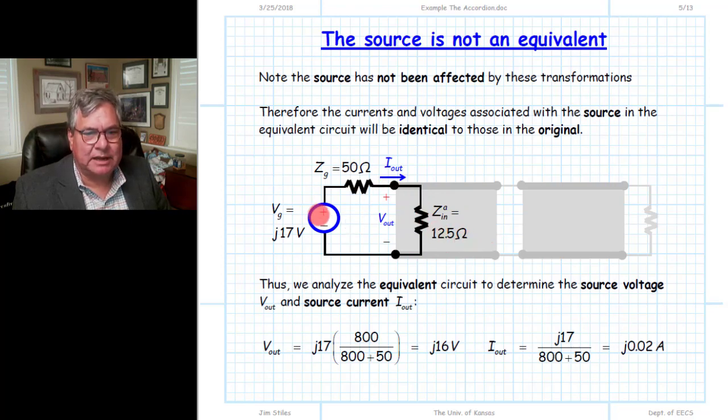But this part is the same as the original circuit, and therefore the current coming out of this source and the voltage at the output of the source are going to be unaffected by this transformation. In other words, we can replace all this with an equivalent circuit to find these two values. V out can be found with voltage division, and I have the right values of 800 here, so this is the correct value for the output voltage. Likewise, from Ohm's law, we can determine I out, where again I have the right value for 800, so this is the right answer.